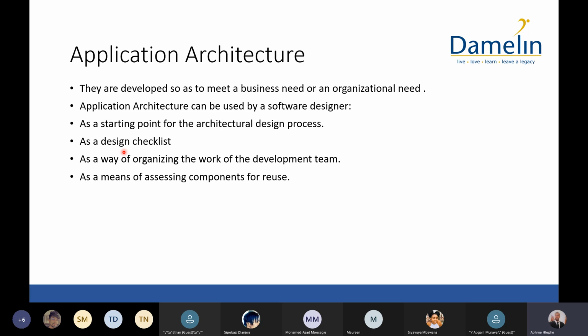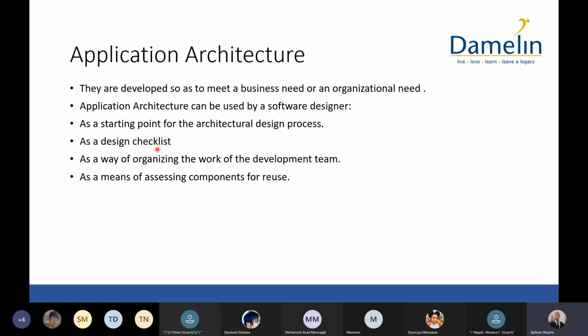So when you talk about application architecture, they are developed so as to meet a business need or organization need. Application architecture can be used by software designers as a starting point for the architectural design process. So software designers, people who design the user interface, the way the software looks, the application architecture is a starting point because it determines the platform at which the designers are going to be working on. So they can see, okay, in the architecture, this is using a .NET or Windows-based architecture, which means we also have to, for example, design the system in Visual Studio. So it's definitely a starting point for the design process.